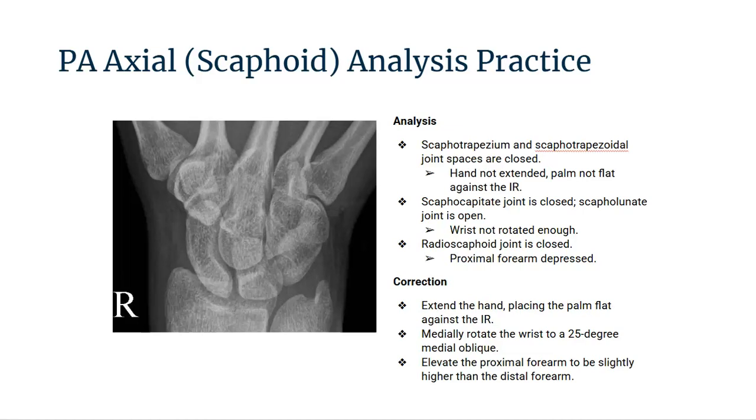So what do we need to do to correct this? Well, at first we need to extend the hand fully, ensuring that the palm is flat against the IR to open up those joint spaces. We may need to rotate the wrist medially to achieve that 25-degree medial oblique position. This will help open up the scaphotrapezium and scaphotrapezoidal joints. And finally, we're going to elevate the proximal forearm slightly higher than the distal forearm to get that proper alignment.